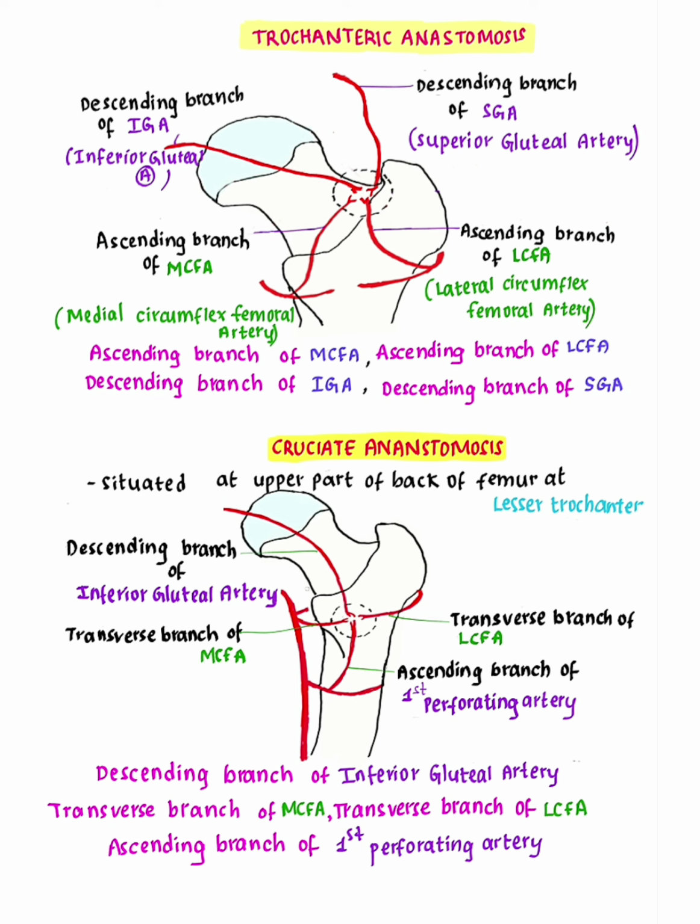Cruciate anastomosis. It is situated at the upper part of back of femur at the level of lesser trochanter. It is formed by two transverse branches, one descending branch and one ascending branch: descending branch of inferior gluteal artery, transverse branches of medial circumflex femoral artery and lateral circumflex femoral artery, and ascending branch of first perforating artery.